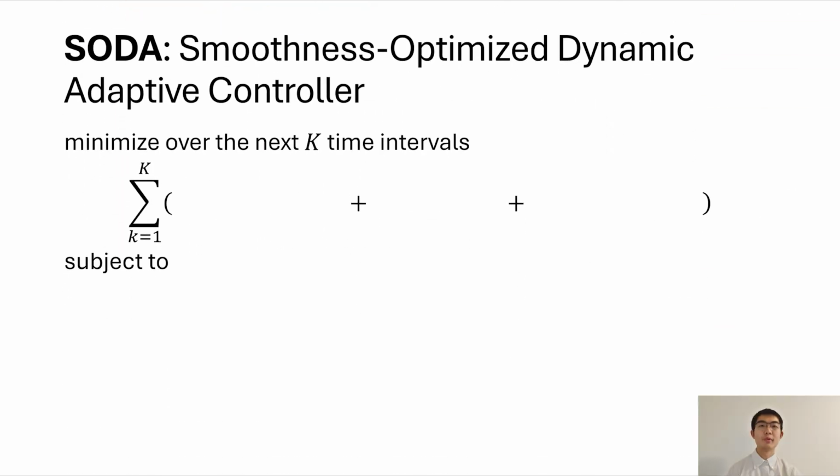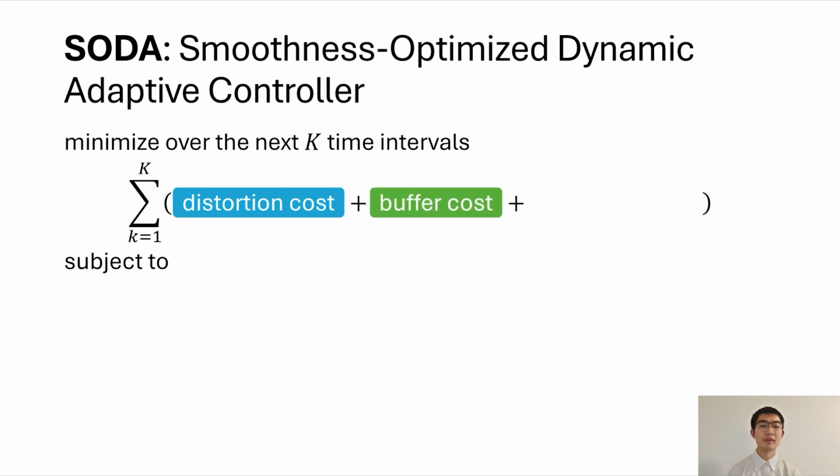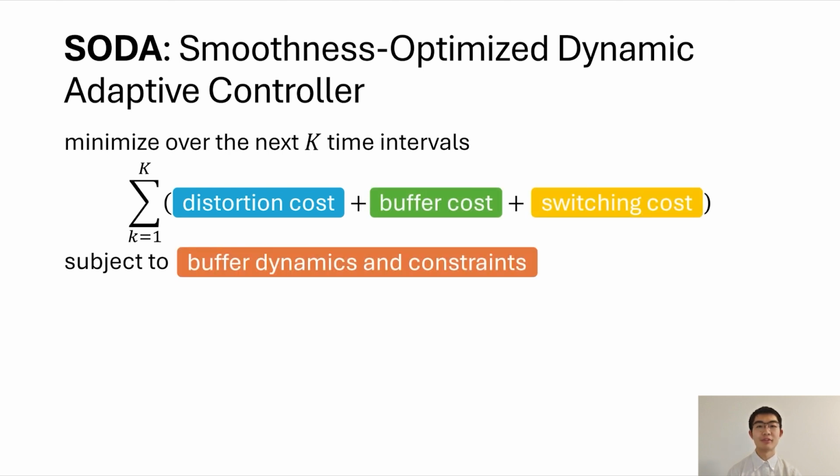Now is the time to give you a high-level overview of how SODA works. Given a predicted network throughput, SODA also tries to solve an optimization problem that minimizes over the next k time intervals. Notice it's time intervals, not next k video segments. More on this later. Anyway, it minimizes over the next k time intervals the sum of distortion costs, buffer costs, and switching costs subject to buffer dynamics and constraints. The three costs here correspond to the three QoE components.